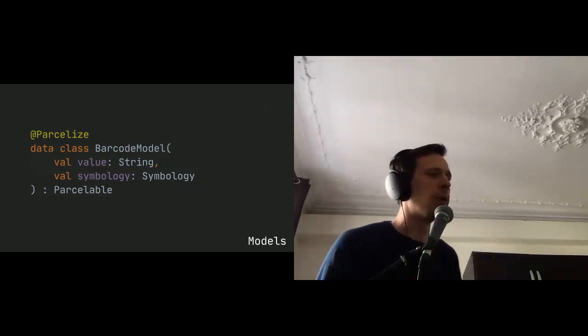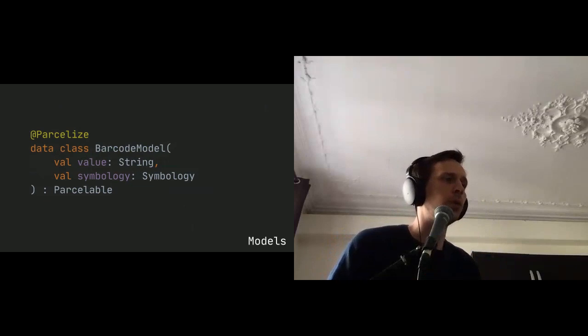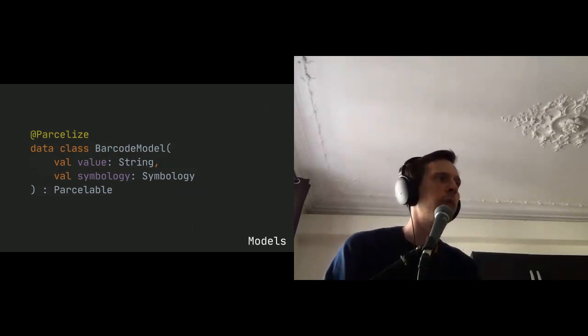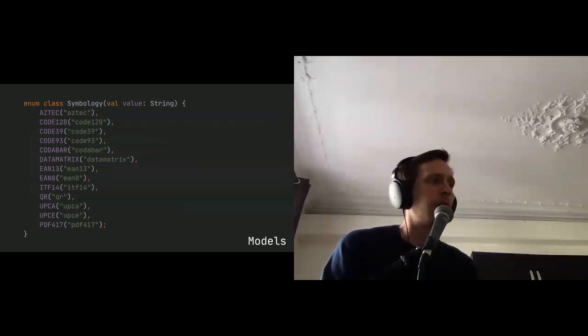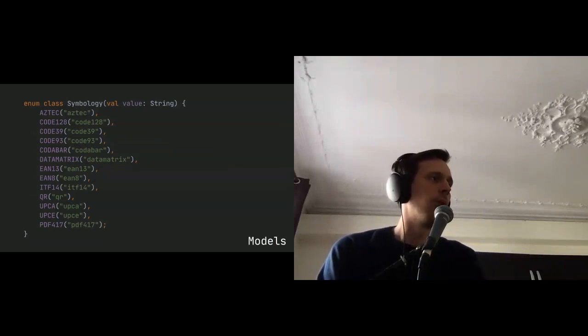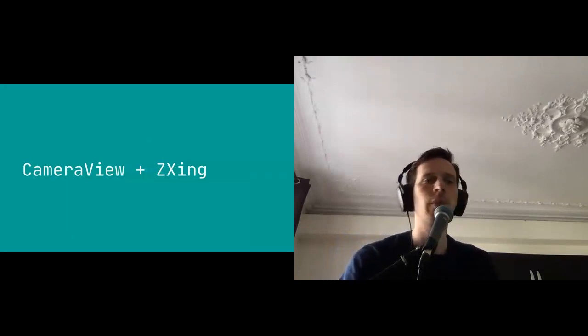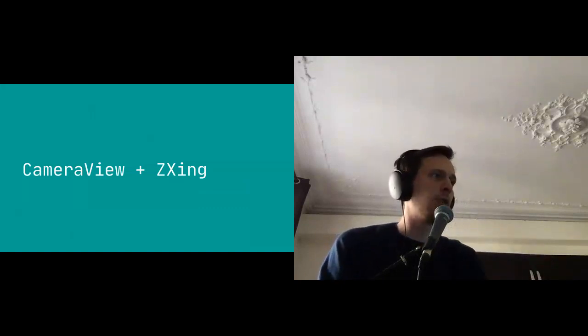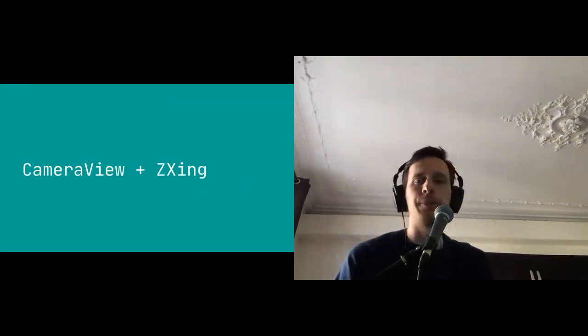Then we will create a model. So we have a barcode model with value and symbology. And the symbology is an enum of all the types the engine is able to find. So basically, we have all these symbologies available from zebra crossing or MLKit. So let's try to create a barcode detection using camera view and zebra crossing.